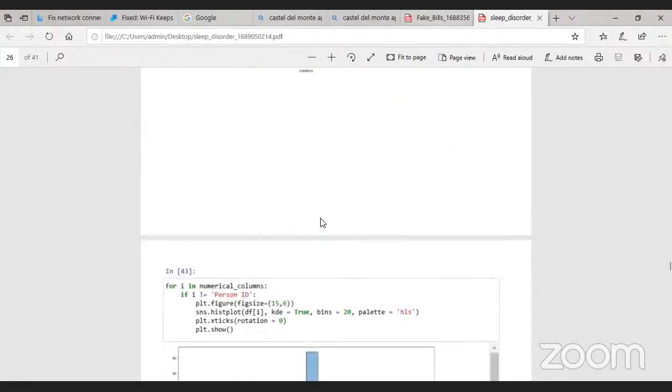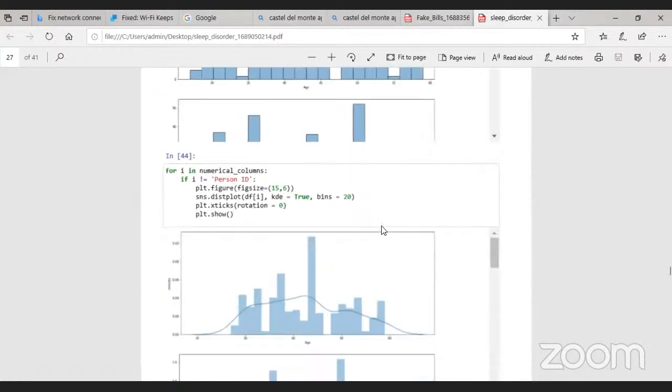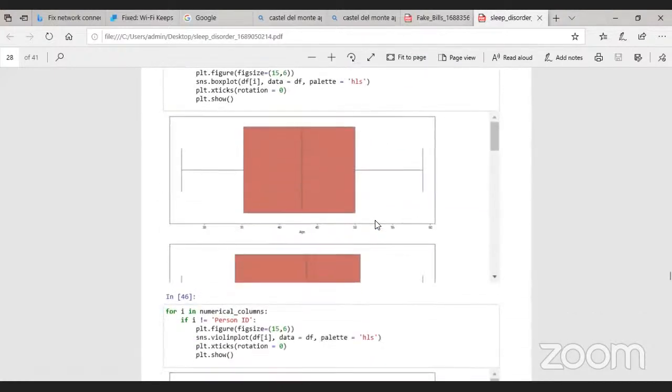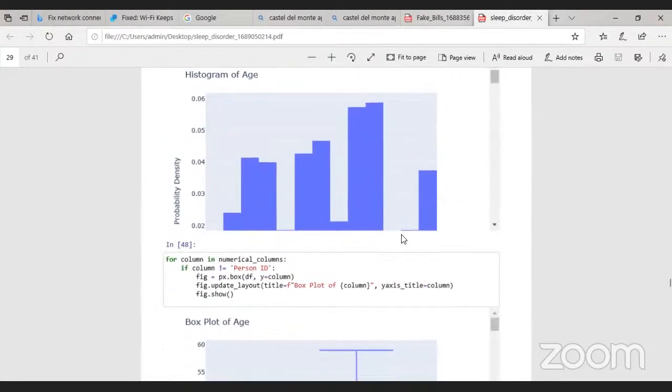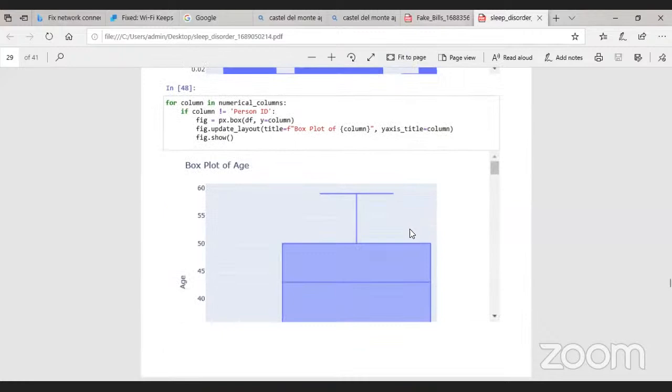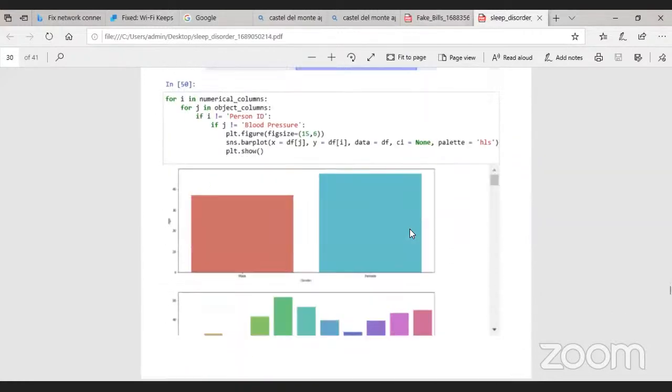We try to check if there are any outliers. Then person ID. I will quickly go through the boxes, guys. Now we are all aware. Now we try to look at the histogram for the age, box plot for the age, and violin plot.